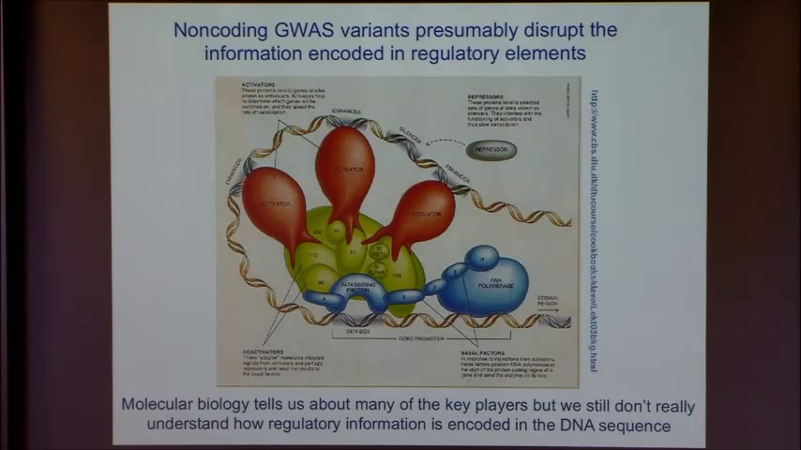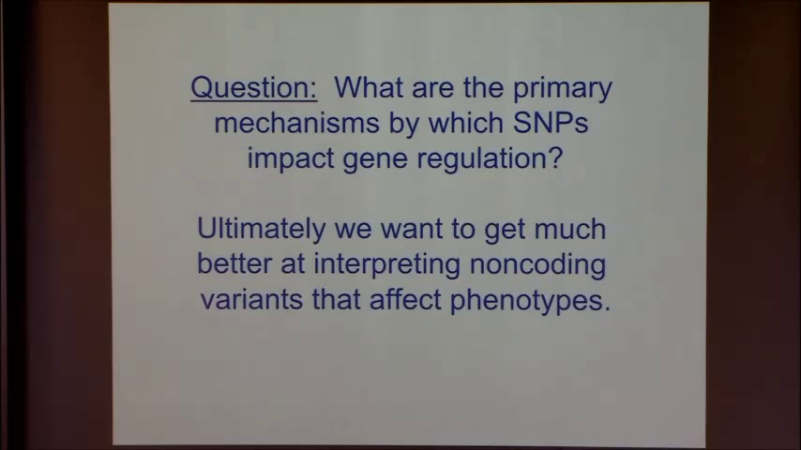But as I said, at this point it's very difficult to look at the DNA sequence and actually figure out what any bit of sequence does. This is a problem that we and many other groups in the field have been trying to tackle. We'd like to understand first what are the primary kinds of mechanisms by which SNPs impact gene regulation, and ultimately we'd like to get much better at interpreting non-coding variants that affect phenotypes, to be able to figure out for a particular variant what's the relevant cell type in which it's affecting regulation, which genes it is likely to be affecting, and so on.